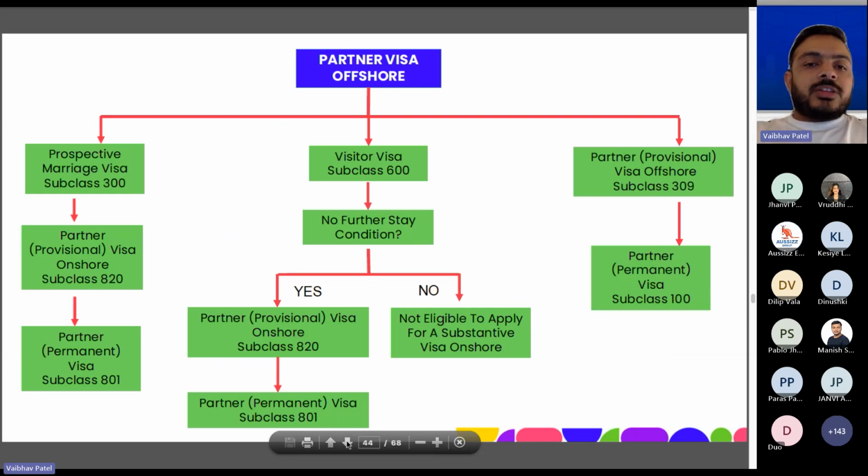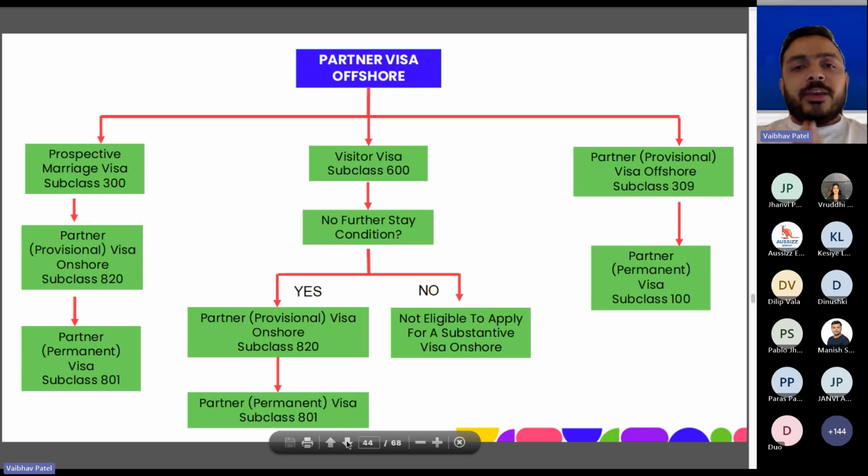Now, in the partner visa, there is another option which is offshore. So let's say you're offshore and you're married to an Australian citizen, then you can apply for a subclass 309 visa. If you did not marry, you can apply for a subclass 300 visa to marry in Australia. There are many cases where the Australian partner cannot fly to your country, or you cannot fly to Australia to get married. So that's why people use a subclass 300 visa, which is a prospective marriage visa that allows you to get the visa for 9 months, come to Australia, get married, and then apply for a subclass 820 visa, and later subclass 801.